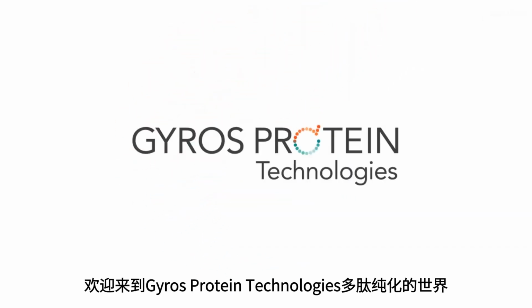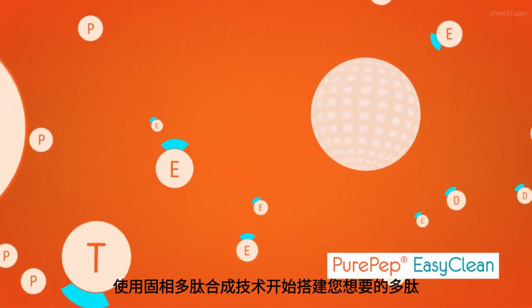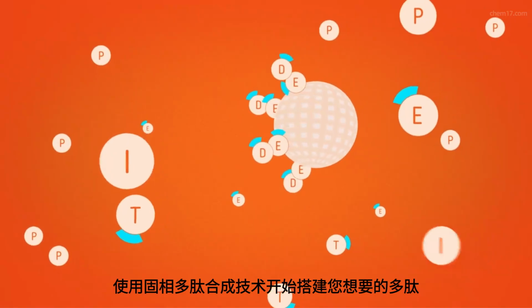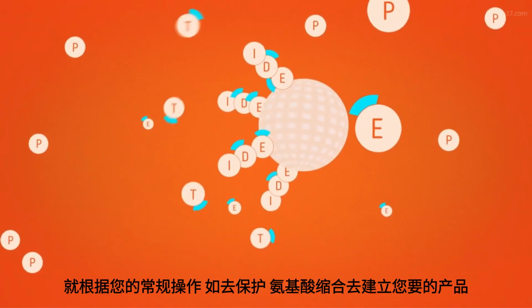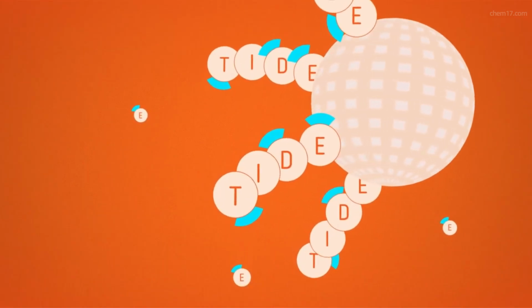Welcome to Gyros Protein Technologies and the world of orthogonal peptide purification. Start by assembling the peptide of your choice using solid-phase peptide synthesis. Just follow your regular cycles of deprotection and amino acid coupling to build your product.